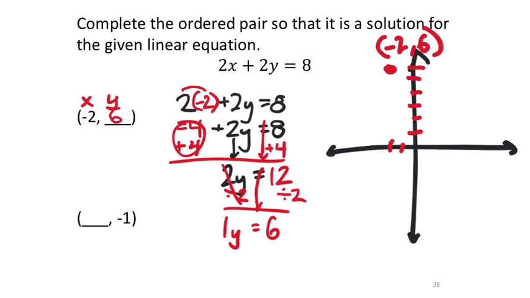-2, 6. Yeah, sorry, my lines are kind of jacked up. I did my best. Okay, but now that I have that point, I'm ready to graph the next point. Hopefully you are too. So let's go back to the original equation, and I'm running out of space here, but here we go. 2x plus 2y equals 8.